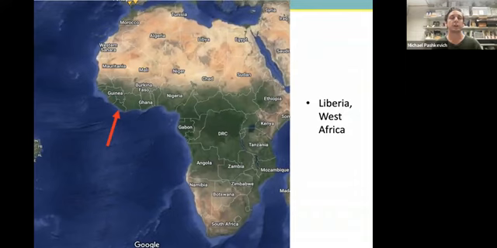This did not occur in Liberia because the country was in war. And so today, Liberia is the most densely forested country in West Africa. And it's a really interesting place to be able to study what a natural West African rainforest ecosystem looks like.